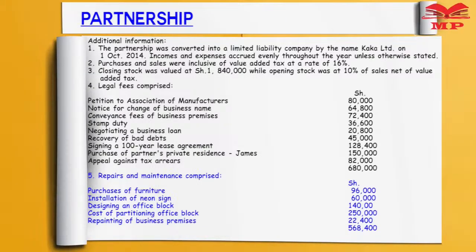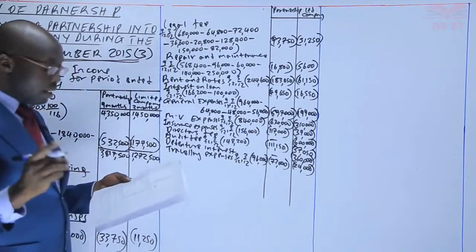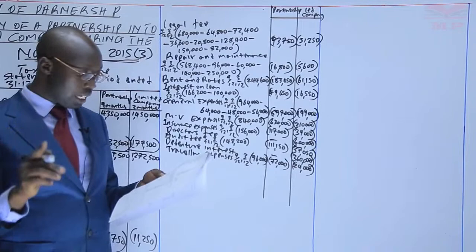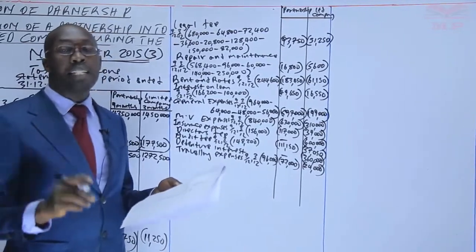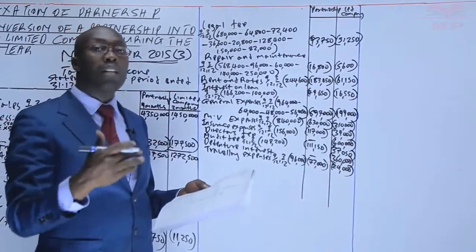So we go to number five, repair and maintenance. So we had seen that the repair and maintenance is allowable. However, we remove the ones that are not allowable. However, we noted that most of those items, actually all the items in repair, were fixed assets. So we don't allow fixed assets, that's why we remove them. But now we claim the wear and tear.